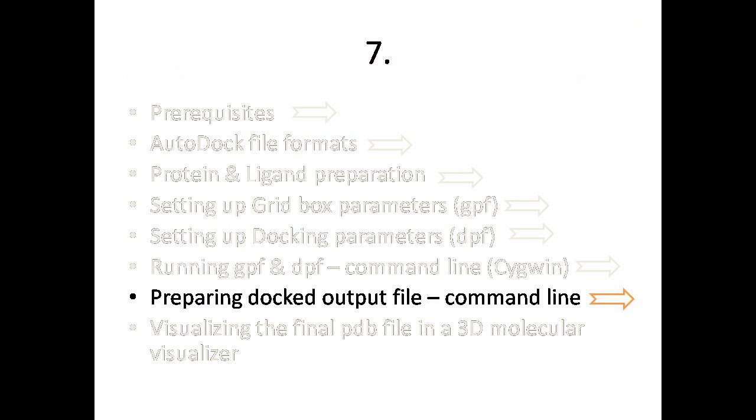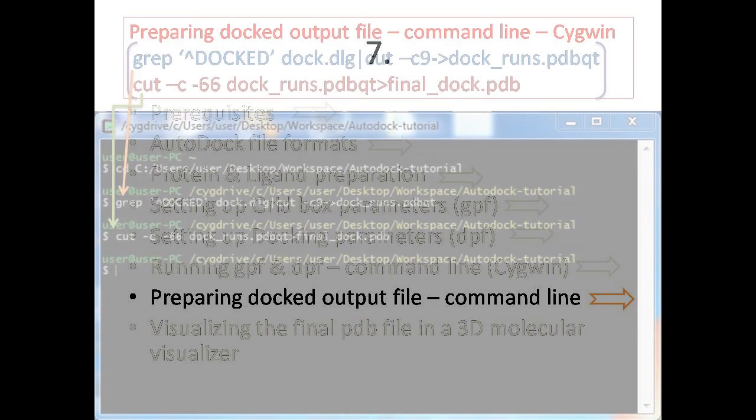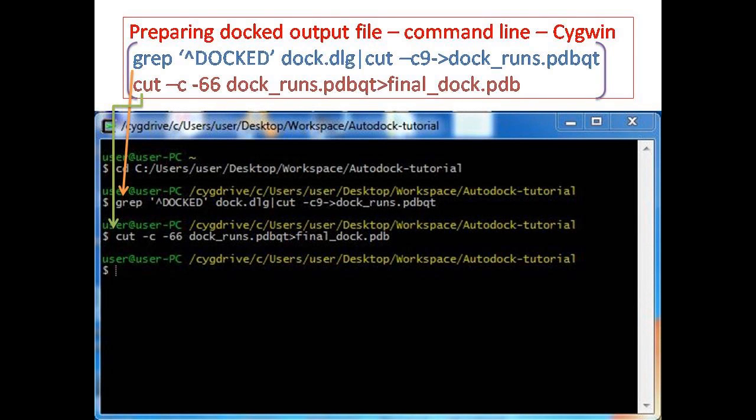Now to prepare the docked output file using the command line, please follow the required steps. Go to the Cygwin command line and please use the following commands. In this command, we have used the docking log file. During the run, when a log file is generated, the log file will display different pose information with energy parameters. But the protein structure parameters will be available in the PDBQT file, which is generated during the run.